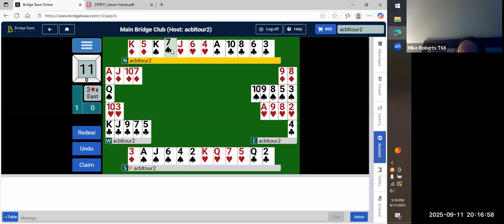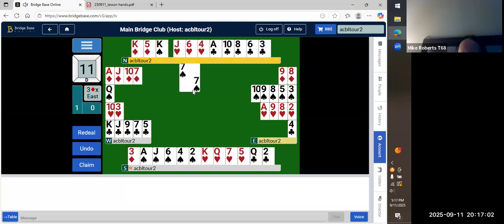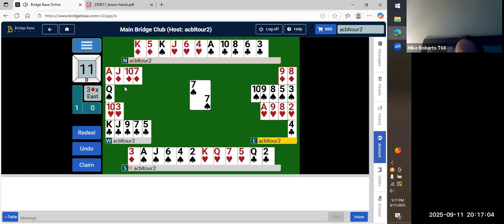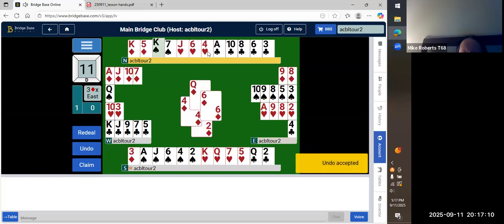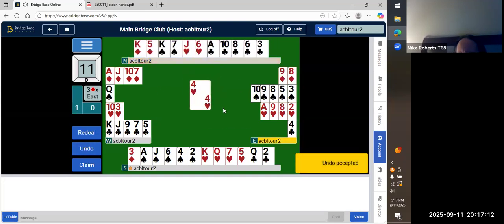This is very double dummy. The double dummy way is to lead a spade, this low spade that gets South in while we still have communication. That's sort of double dummy. I think a heart back is probably pretty normal.